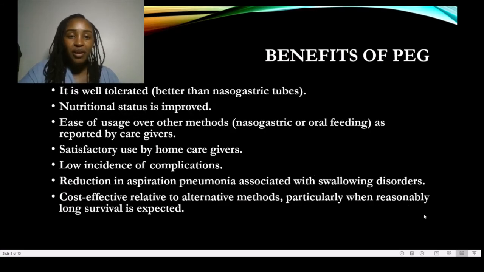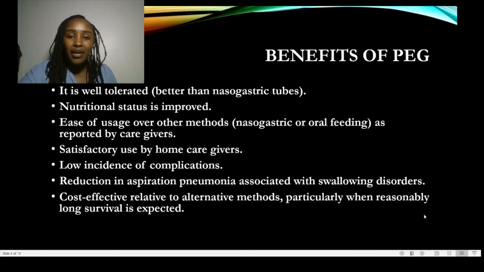The benefits of having a PEG tube, a percutaneous endoscopic gastrostomy tube, or jejunostomy tube: one, it is well tolerated, better than a nasogastric tube. Trust you me, if you have seen a patient with a nasogastric tube, especially once they are fully awake, most of the time they will first remove the nasogastric tube because of how irritating it gets. It may not be painful, but it irritates, and it's not even sightly to see that tube coming out of yourself. So most of the time when the patients wake up, the first thing they will want to do is pull it out. Even if they're not oriented, for as long as they can do something with their hands, they are going to remove that nasogastric tube.